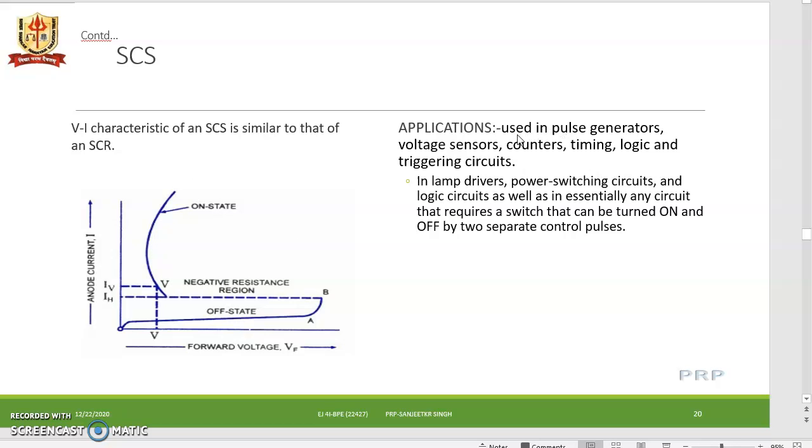Now the applications of the SCS, silicon controlled switch. It is used in pulse generators, voltage sensors, counters, timing logic and triggering circuits. It can be used in lamp drivers, power switching circuits and logic circuits, as well as in essentially any circuit that requires a switch that can be turned on and off by two separate control pulses.